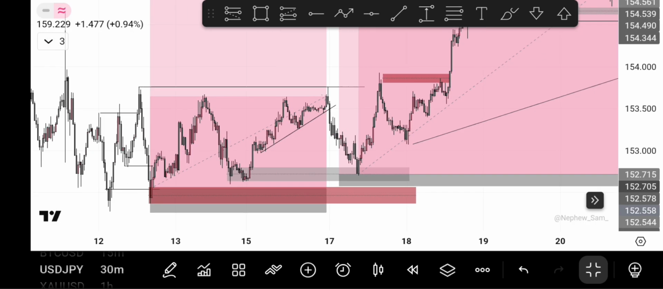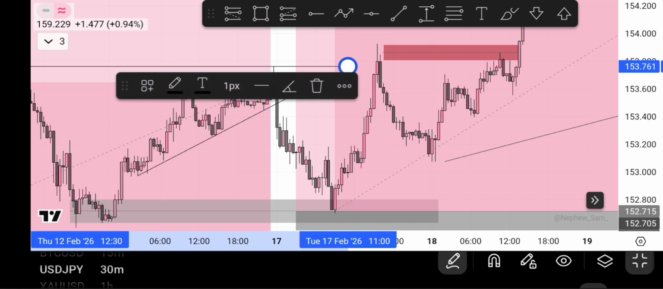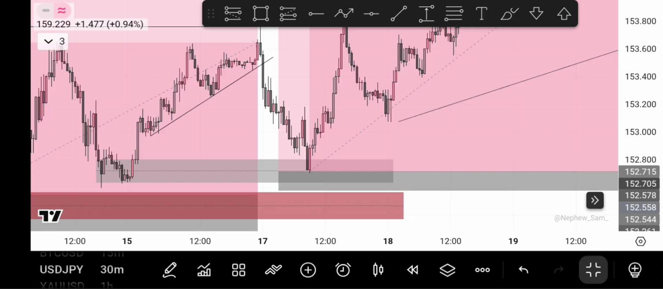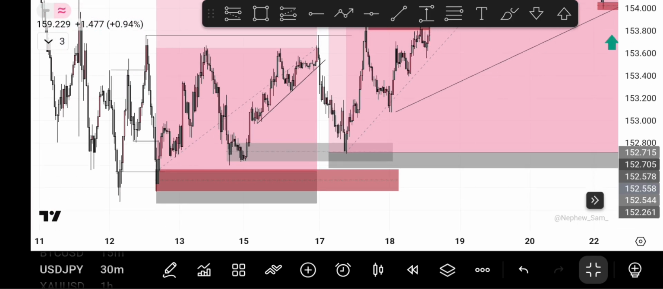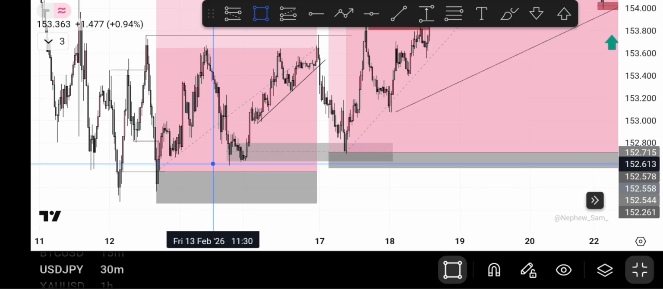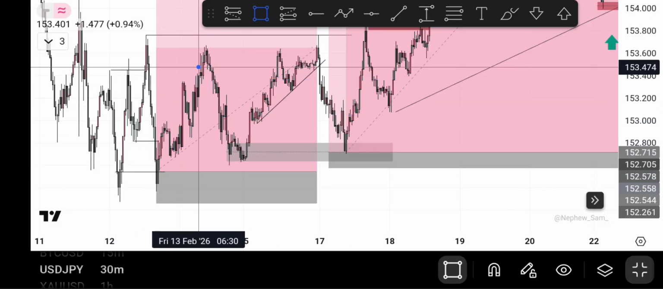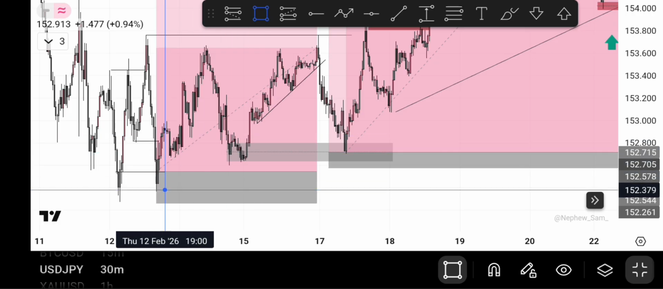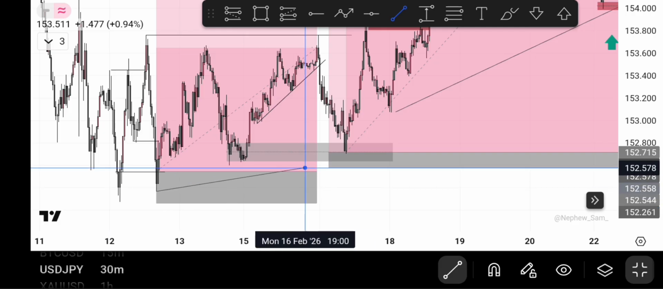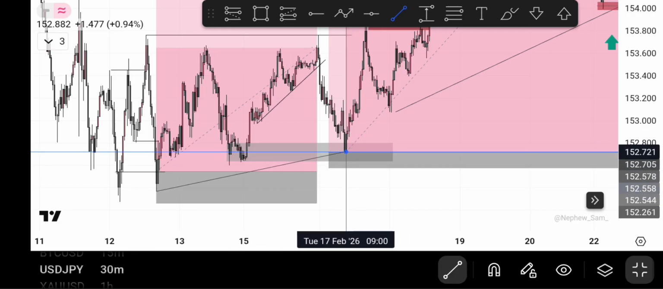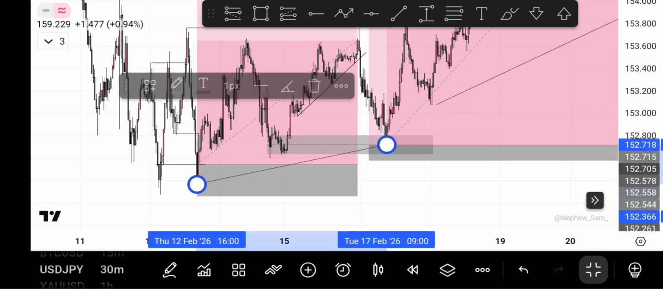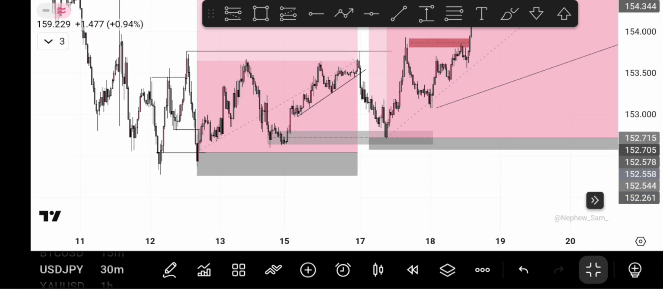Then after it broke, taking out this one right here, you can see it still came down and respected this one. But among all this, as it came down from here, let's use this. From here to here, it's just one leg. It's just one leg. Why I'm saying that is because now take a good look.